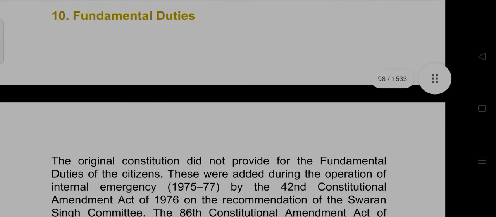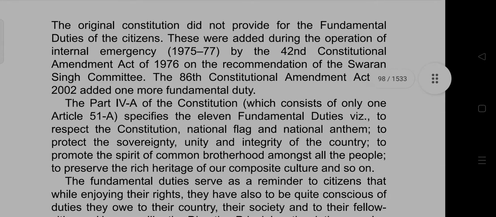Tenth, fundamental duties. The original Constitution did not provide for the fundamental duties of the citizens. These were added during the operation of the internal emergency in 1975 to 77 by the 42nd Constitutional Amendment Act of 1976 on the recommendation of the Swaran Singh Committee. The 86th Constitutional Amendment Act of 2002 added one more fundamental duty.